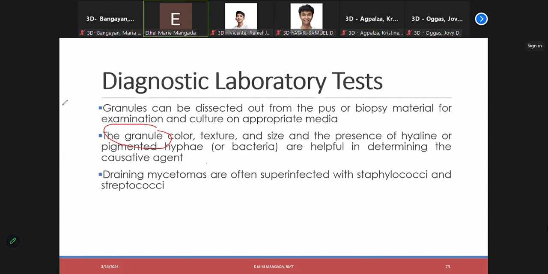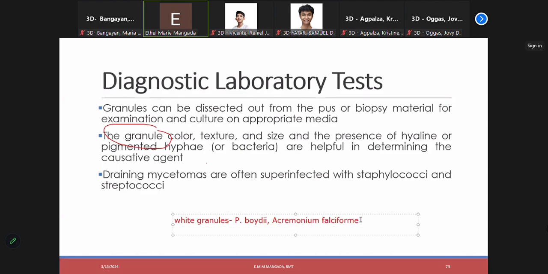For white granules, what was our example earlier? We have your Pseudallescheria boydii. The granules are white. And then also your Acremonium falciforme. So they cause white granules in the lesions, because they're hyaline.